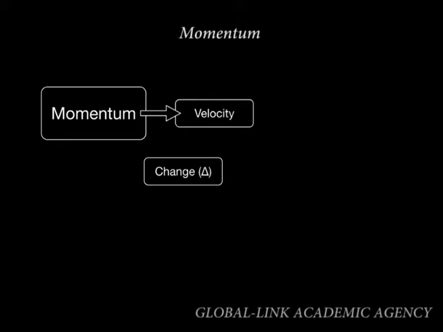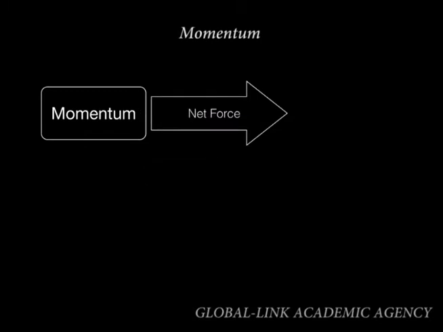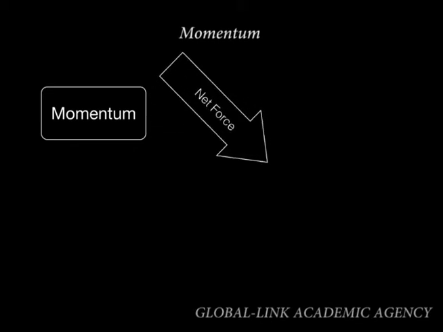And the easiest way to change velocity is to apply a net force on that object. If we apply a net force to the right, we'll see an increase in momentum towards the right. Okay? Let's say it's moving towards the right and we change that net force. What will happen? It doesn't happen instantaneously, but what we will see is a change in momentum.